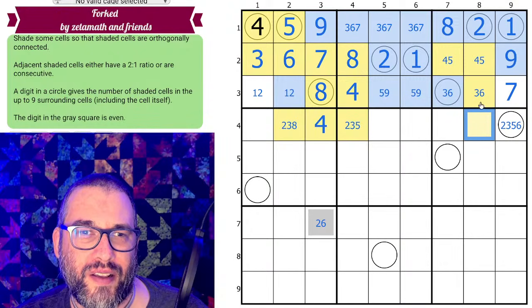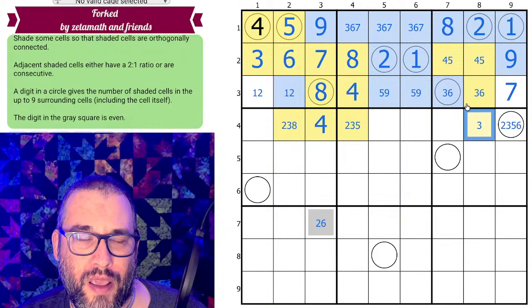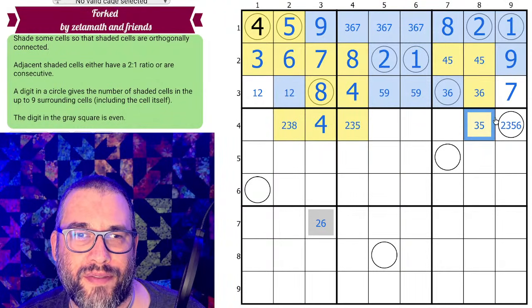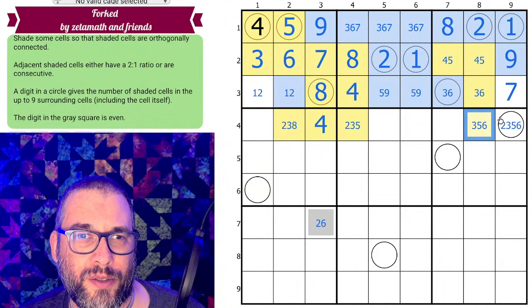Let's see. It goes next to a 3 or a 6. So it could be a 3. It could be a 4. Oh, it's not a 4. It could be a 5. It could be a 6. It could be a 7.